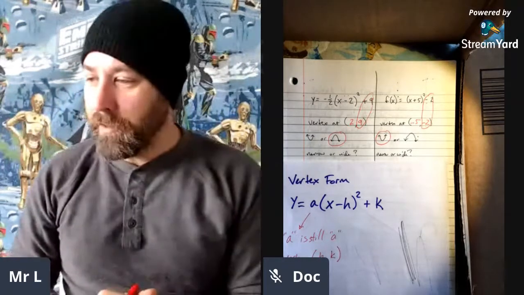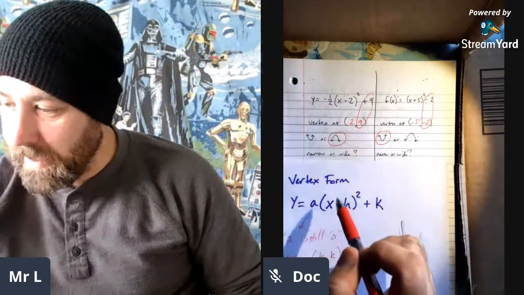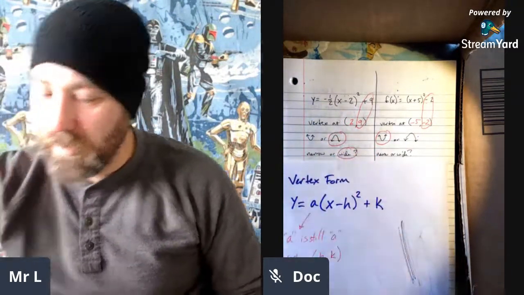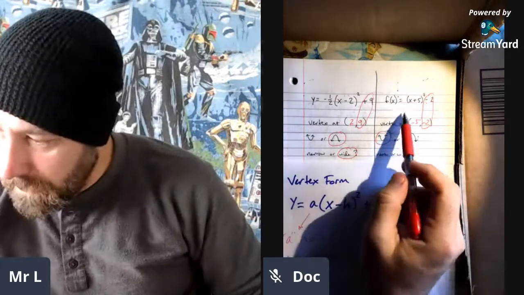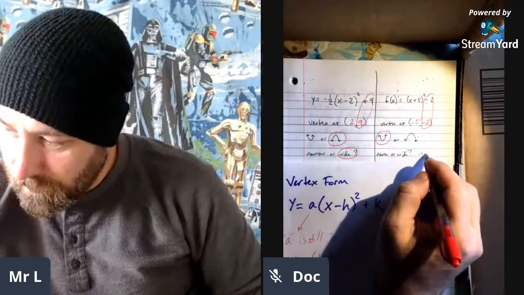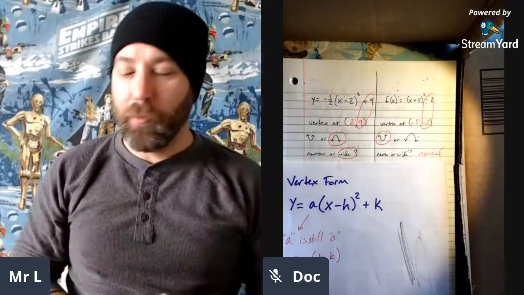Can we determine whether or not this is more narrow or wider? Well, again, by looking at A, A is -1/2. So we would consider this to be a little bit wider than normal. A is 1 here, so I guess we would consider that a normal width.